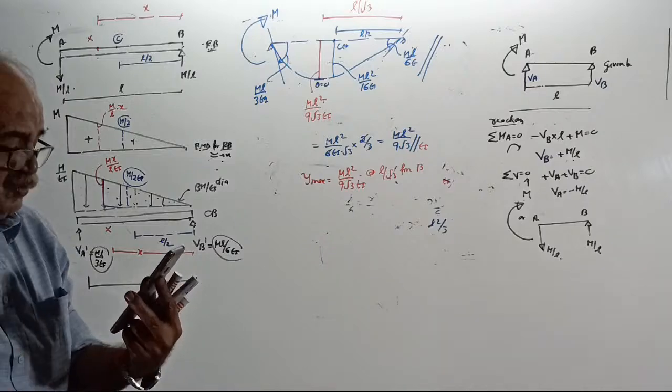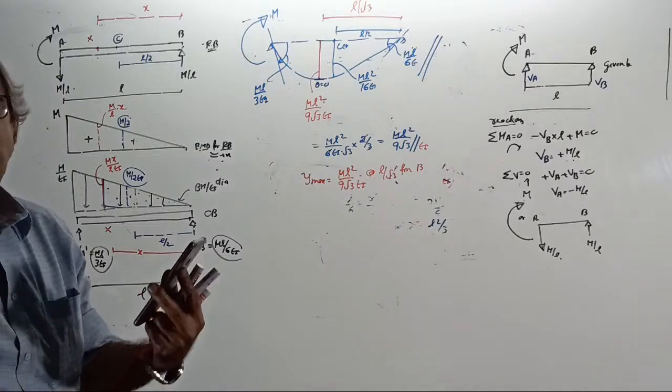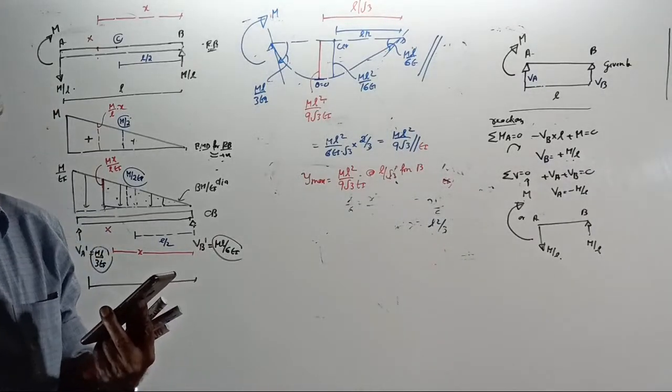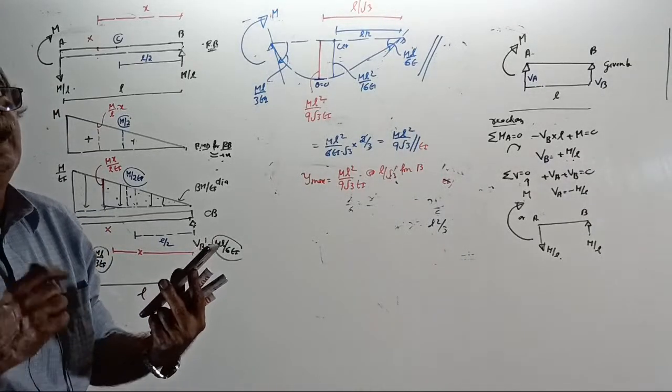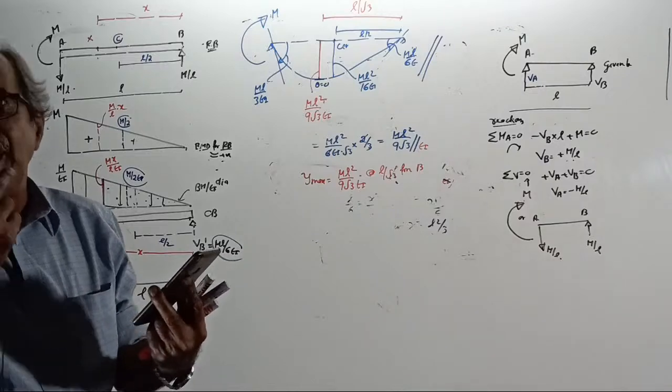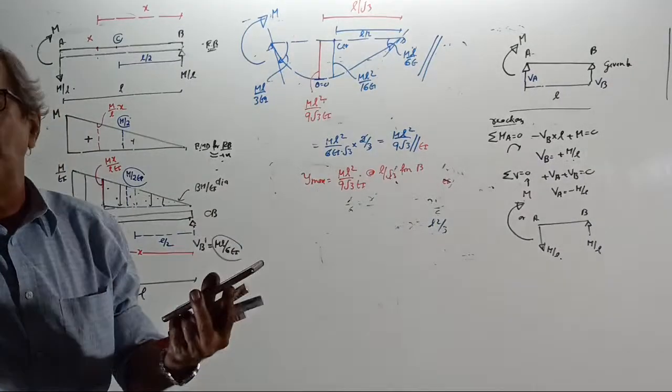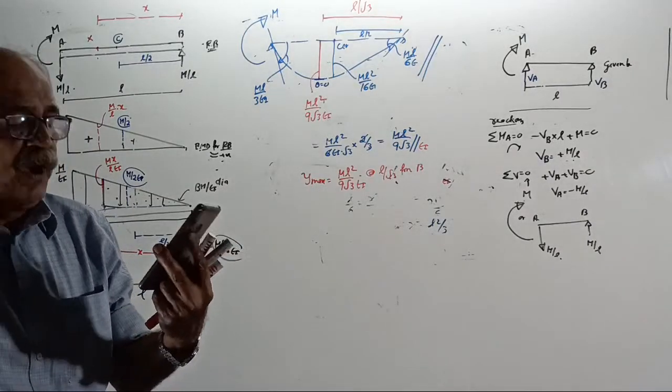Homework, tomorrow I will give you. Tomorrow I will take the case of double couple. When a couple is at both ends, then the slope will become ML by 2EI, both slopes are equal, then the deflection is ML square by 8EI. Then I will go to unsymmetric, eccentric point load tomorrow.